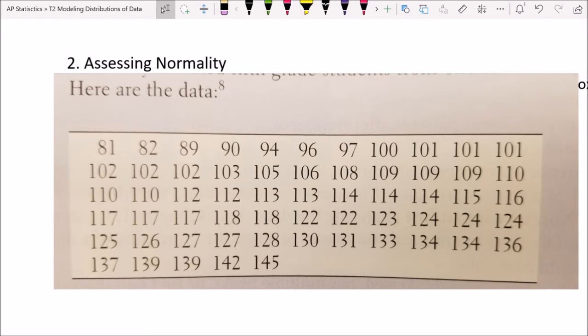So what I have here is 60 data points, and it's just a data set out of the book. We're going to use this as our first example to assess normality. So if you want to do this along with me in the calculator, you need to pause your video right now and type these in a list. I'm going to call my list data. If you want to do that, pause now and do it. If you want to just watch, that's fine too.